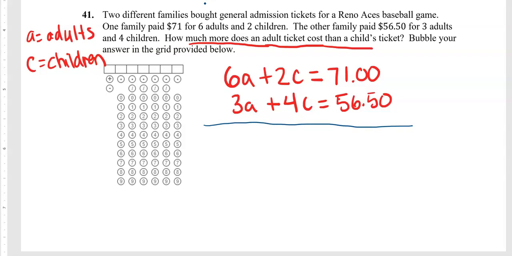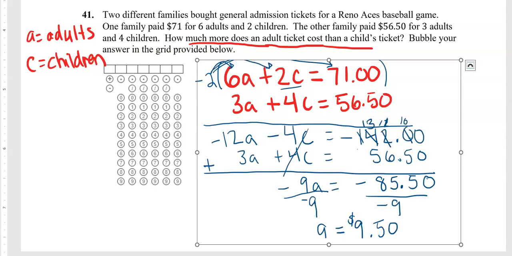Because it wants how much more an adult ticket costs than a child's ticket, that means I'm going to need both, so it doesn't really matter. So I'm going to go ahead and multiply. I'm going to choose, I think, this first one. Sorry for the glitching. And I am going to multiply this by a -2 to get the C to become opposite. So I'm going to go ahead and pause and do that for you. All right, after I have distributed my -2, I then added my 2 equations and eliminated C, and I found that an adult ticket would cost $9.50.